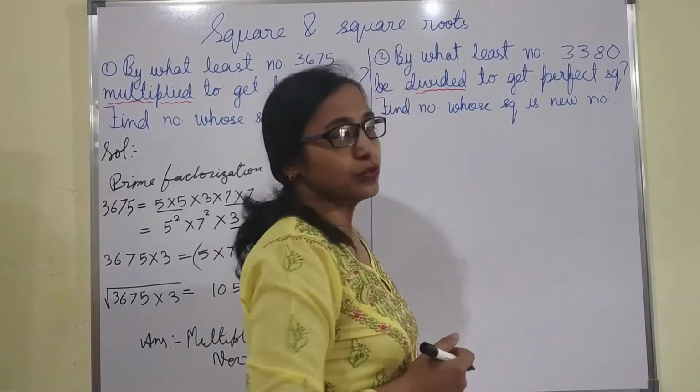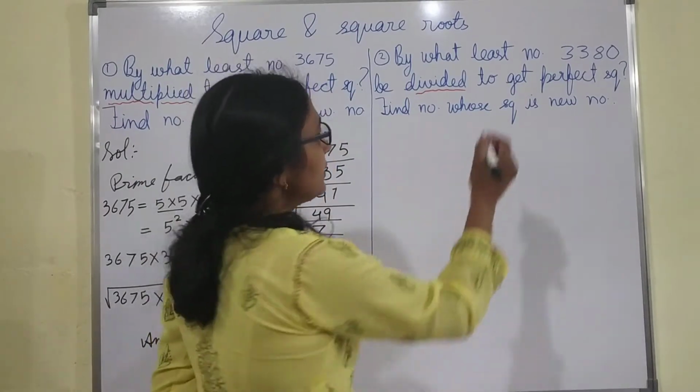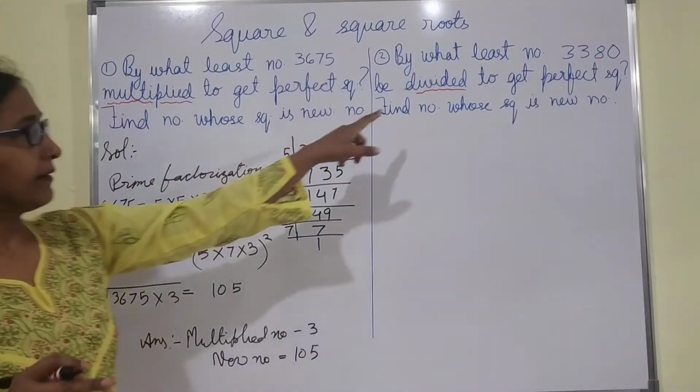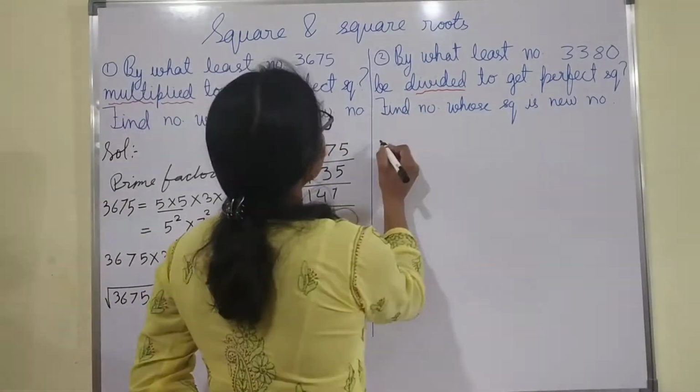Now the next question is: by what least number should 3380 be divided to get a perfect square? Find the number whose square is the new number. Same thing. Here it was multiplied and here it is divided. The procedure is the same.